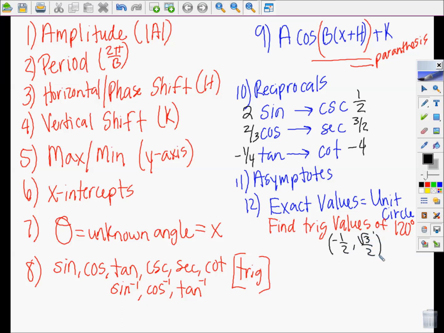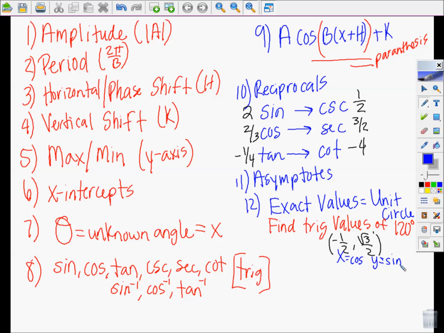Looking at my unit circle, it would be negative 1/2 and square root of 3 over 2. The x value represents what? Your x value is your cosine, and your y value is your sine. It's alphabetical: X, Y, C, S. Your x is your cosine, your y is your sine.